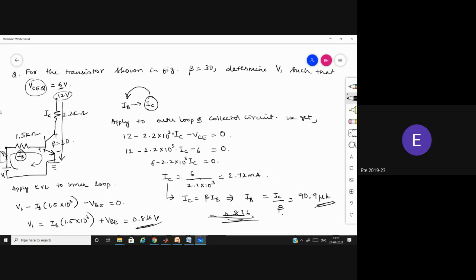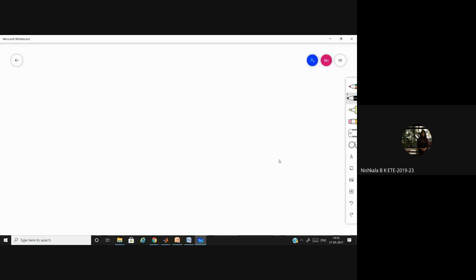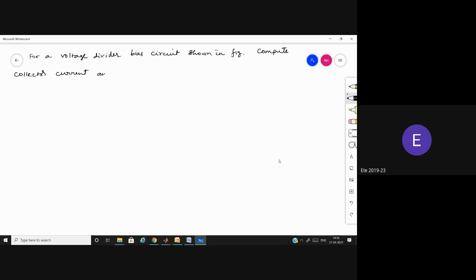Next problem. For a voltage divider bias circuit shown in figure, compute collector current and Q point, and draw the DC load line for the circuit.